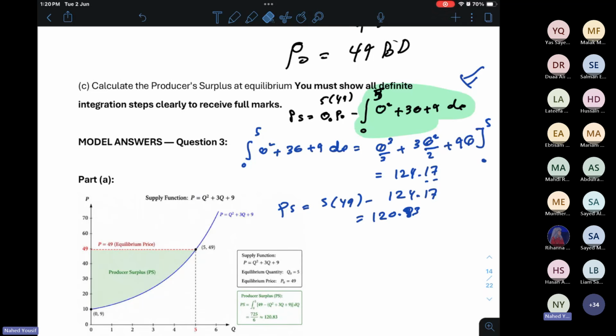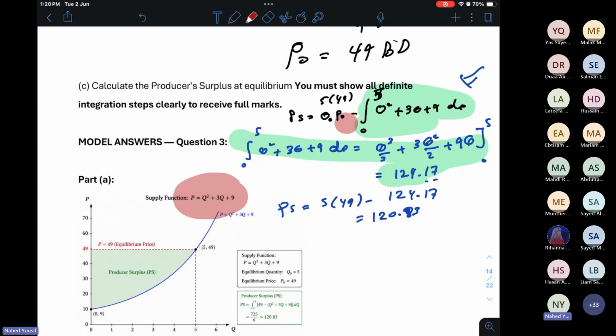You have the formula in the formula sheet. P naught, Q naught, you have to multiply them together, then subtract the integration. So do the calculation. So this is the green one. Instead of this one, you get 124. So just remove it, put the integration value, and you will get it. Is that clear? You get it or not? This is the integration of this value. That's it. P naught Q naught, which is 5 times 49 minus the integration.